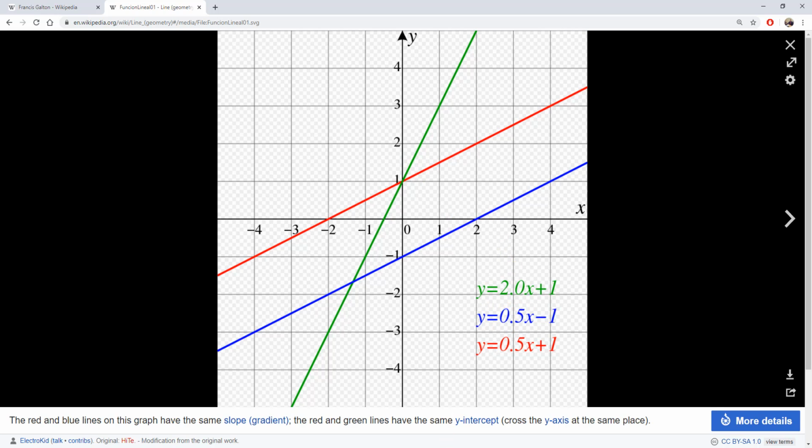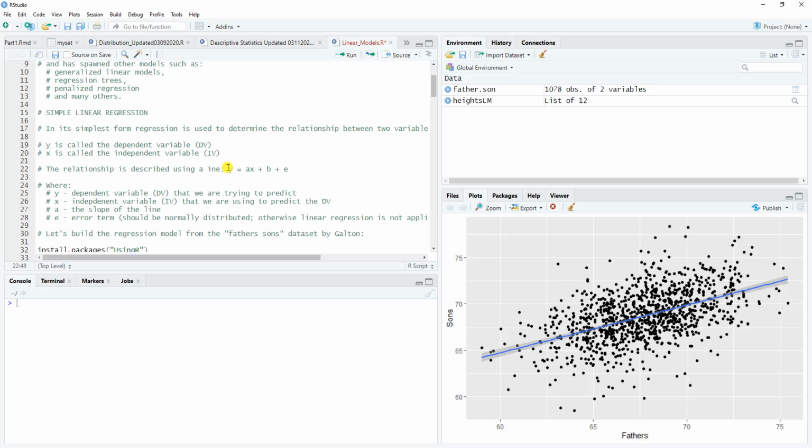So once again, this equation, y equals ax plus b, is used to describe a relationship between two variables, y and x, using a straight line. Now you may be wondering, what's that e term all about? Why are we adding an e term? Well, this is how it works in practice. Here we have a bunch of dots that represent the relationship between father's height in inches and son's height. Each father has a son, and the observation for each father-son pair is plotted here using a scatter plot.